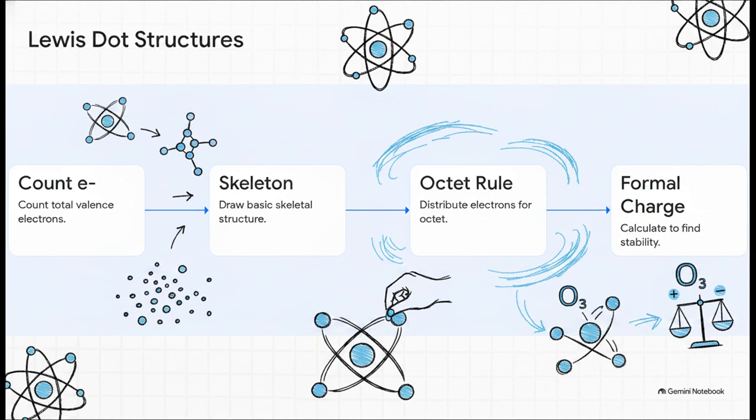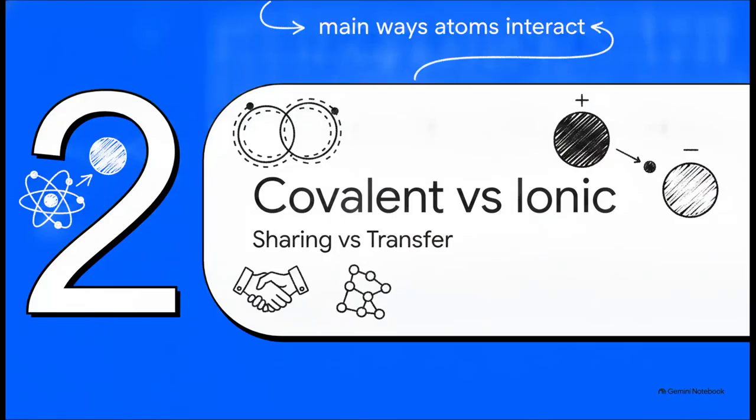Formal charge हमें mathematically बताता है कि molecule का सबसे stable version actually कौन सा है. For instance, when you draw the ozone molecule, O3 in your class 11 exams, calculating that formal charge is exactly what proves which oxygen gets the double bond and which one gets the single bond. It's basically a math check for stability. Moving smoothly to Section 2, Covalent versus Ionic Bonds.